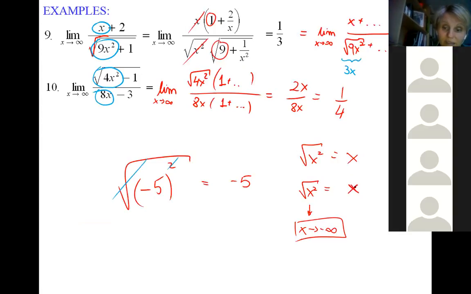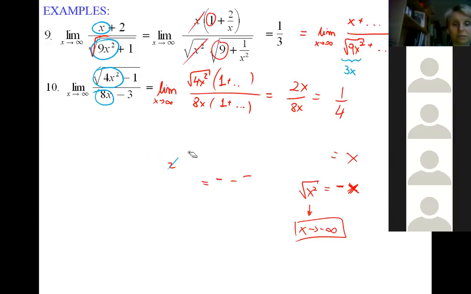We can see that x is -5, but what I have to do is make it positive. That means adding an additional negative in front makes the final answer positive. Please be really careful: if it's a limit at negative infinity and you have to simplify the square root, there will always be an additional negative.